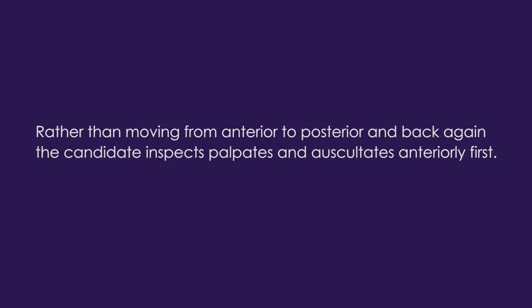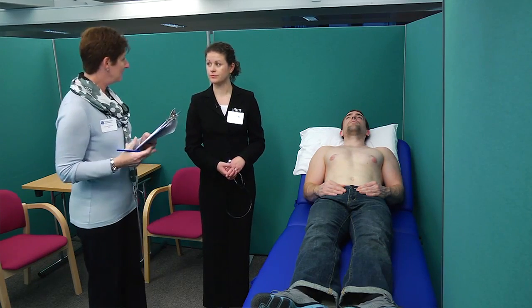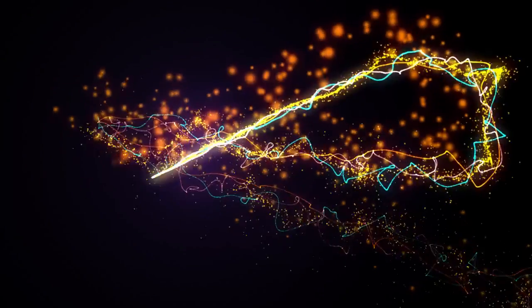Okay, I would then sit Mr. Jones forward and carry out the inspection, percussion and auscultation on the back as well. Rather than moving from anterior to posterior and back again, potentially tiring a breathless patient out, the candidate inspects, palpates and auscultates anteriorly first. Is there anything else that you would wish to do? Bedside tests for the respiratory system might include a peak flow and spirometry. The candidate has chosen tests that could easily be undertaken at the bedside and are quick to perform.